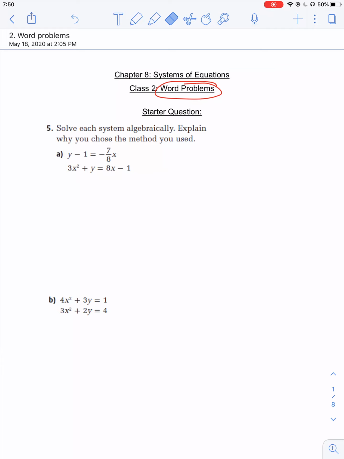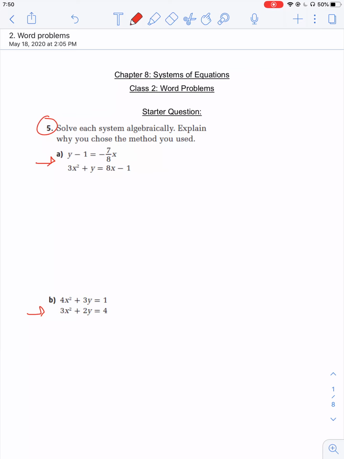Okay, but before we start with word problems, I'm just gonna talk about how to solve some of the equations that might be somewhat challenging. These two questions are taken from your textbook, question 5. I didn't assign this as homework, but I'm not going to solve this. I'm just going to tell you how you would go about solving these questions.